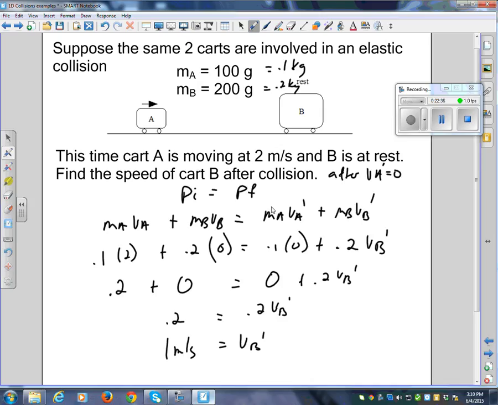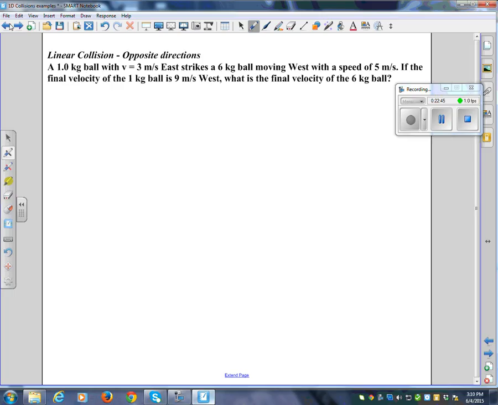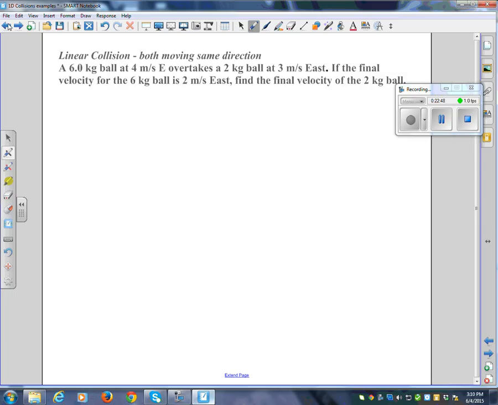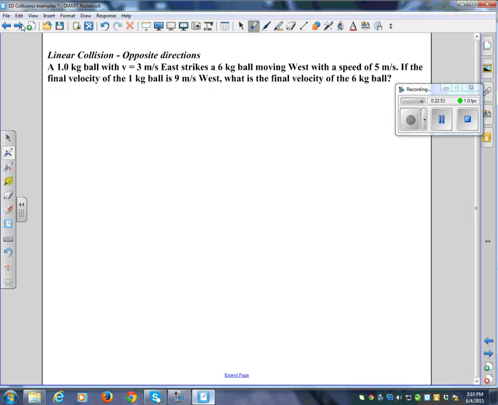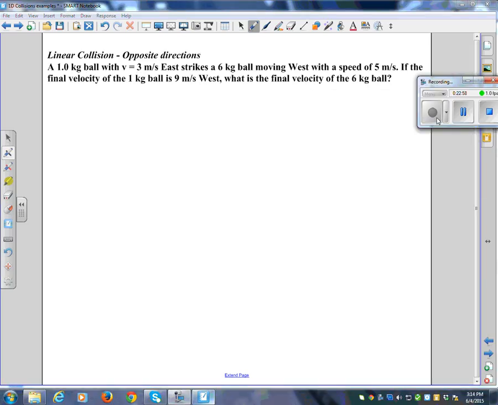Is there one more to try? Yeah. Well, there's an example on the back there. You've got this different page: one at rest, one with both moving in the same direction, one with opposite directions. Try that first one right now. I'll start you off with that formula: PI equals PF. They all start the same. You just have to figure out what makes up the initial momentum and what makes up the final momentum.